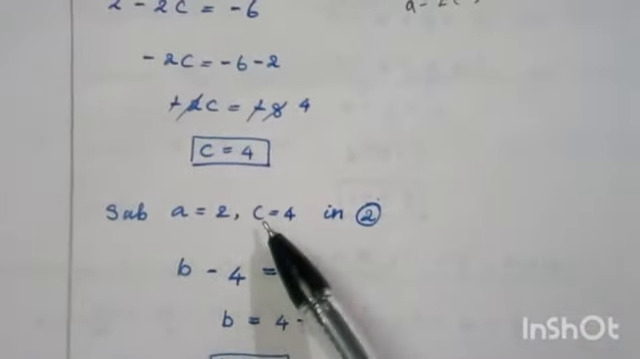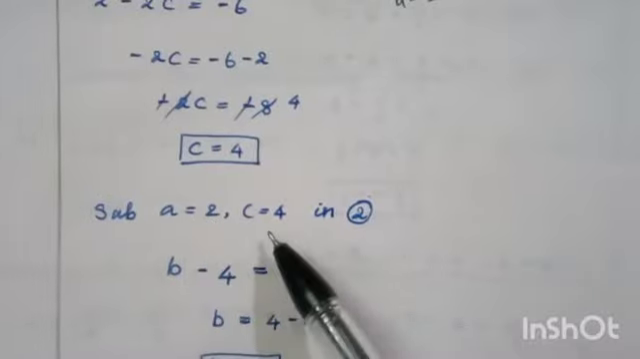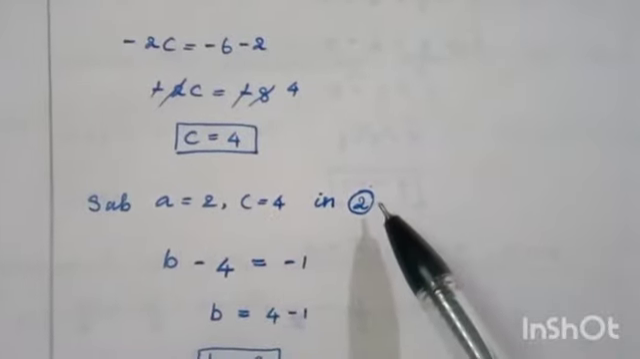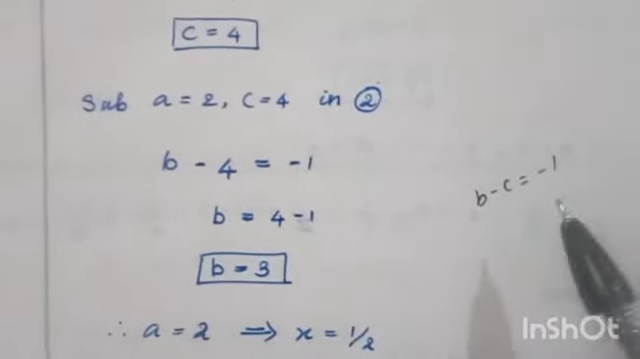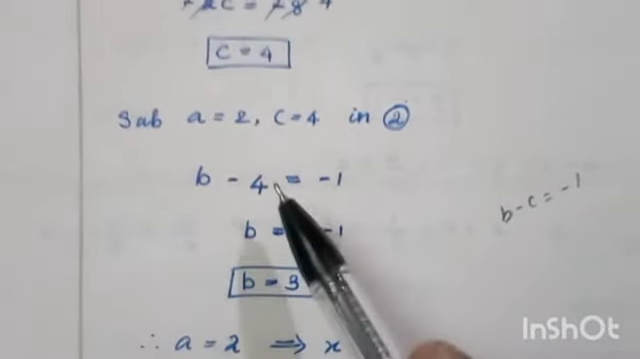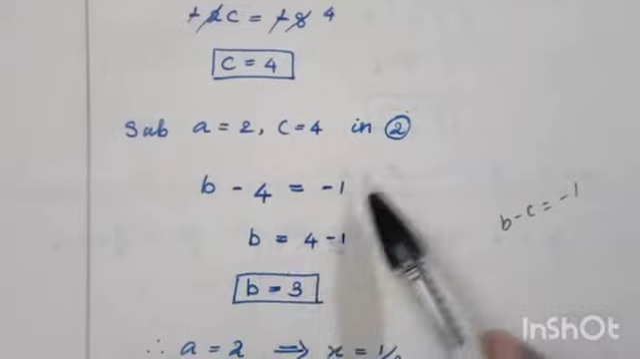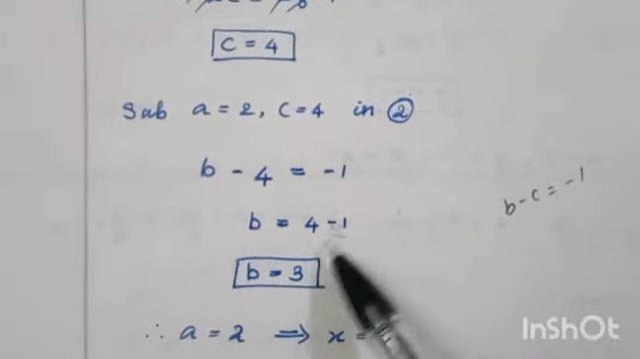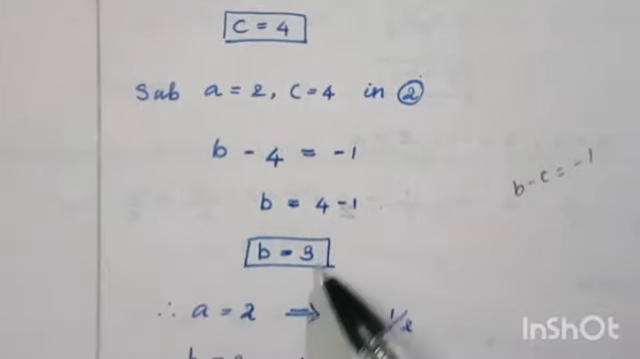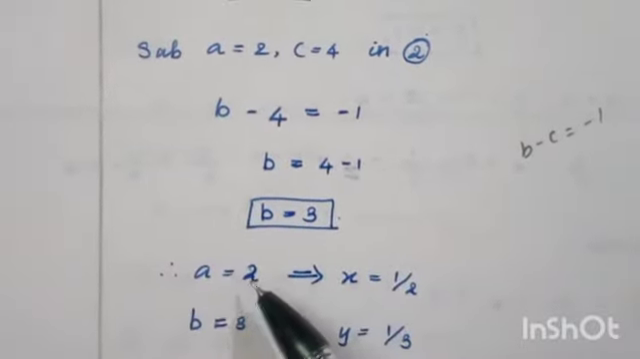Now a value and c value we found. So we have to substitute in equation number 2, that is b minus c equal to minus 1. b minus c, c is 4, equal to minus 1. b equal to minus 1 plus 4, that is 4 minus 1. b equal to 3. a equal to 2.